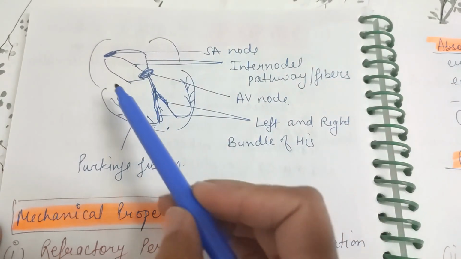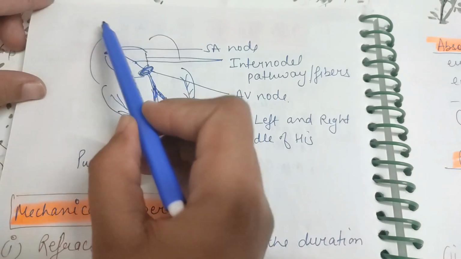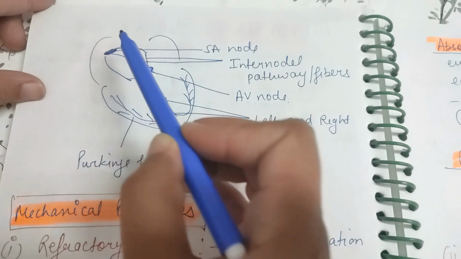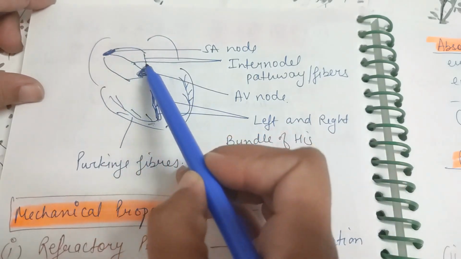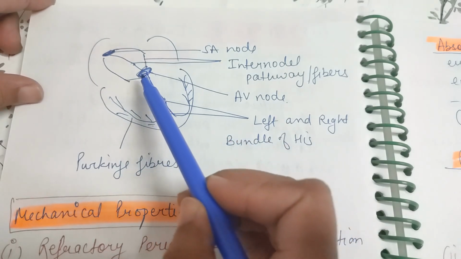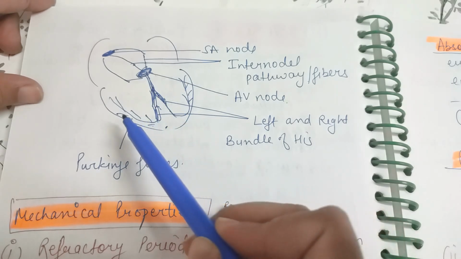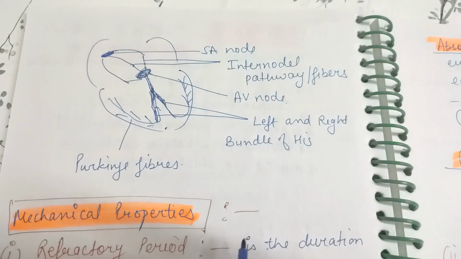Just for revision, the SA node is present where the superior vena cava is touching the atria. So that is where the SA node is present. Then there are internodal fibers, then we have the AV node. From the AV node there are the left and right bundle of His, and then we have Purkinje fibers. So these are the 4 conductive tissues.